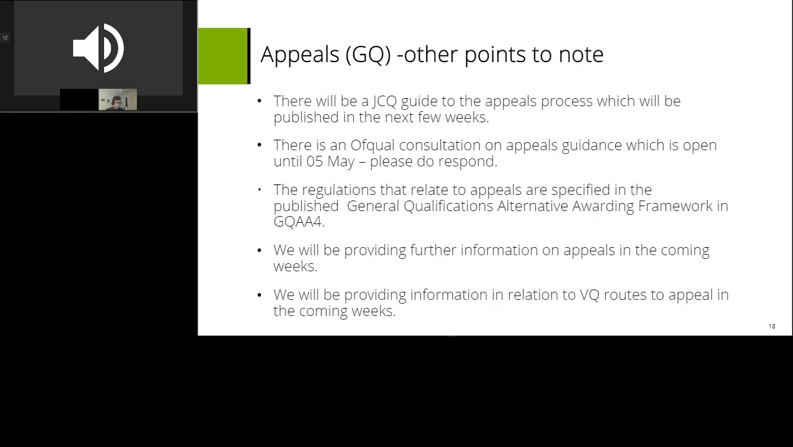Just also wanted to mention that there will be a full JCQ appeals booklet and guide. Anybody who's used to dealing with appeals will probably know that there is always quite a comprehensive guide to how the appeals process will work. That is being developed at the moment. We're in very active development of that appeals booklet, which will lay down a lot of detail and provide a lot of information and hopefully answer a lot of questions that people may have. We are aiming to publish that in the next few weeks, towards the end of May. So that will be available as usual once it's finalised.